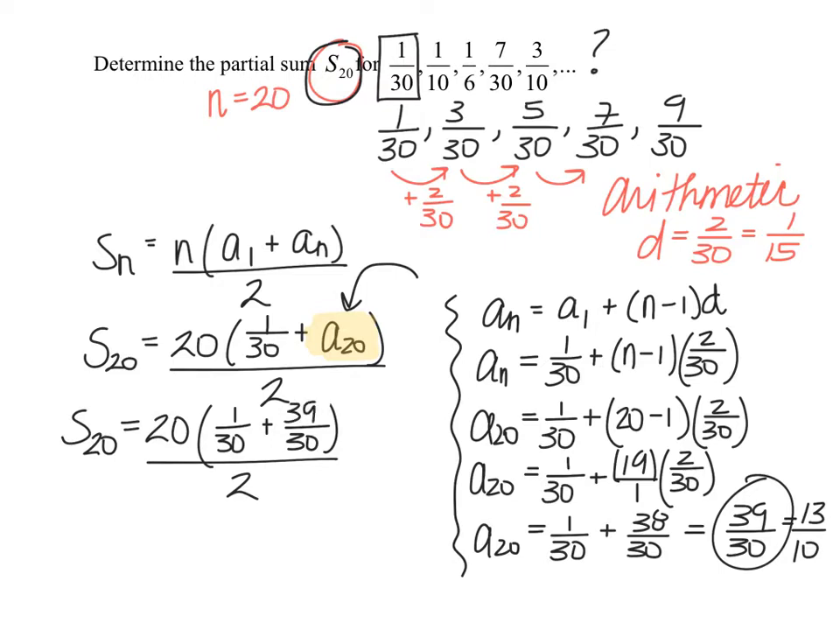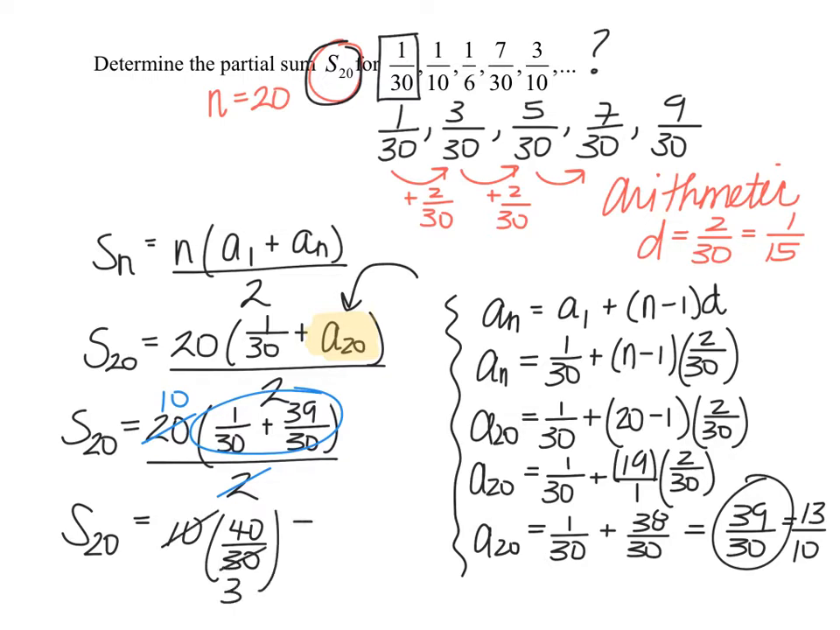So from here, you could certainly go to your calculator. However, I'm going to show you how simple this computation actually turns out to be in this example. Here we could divide 2 into 20 and have 10, and then add our fractions since they already have a common denominator. So the sum of 20 terms would be 10 times 1/30th plus 39/30ths is going to give us 40/30ths. And 10 divides into 30 3 times, so we end up with a sum of 40/3. And then this, of course, is my exact answer.